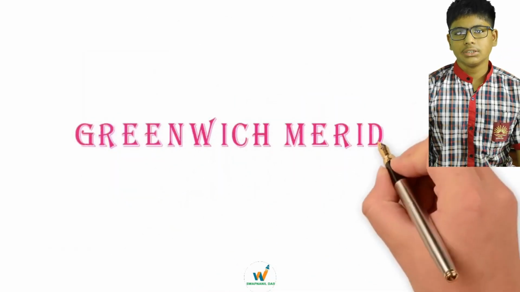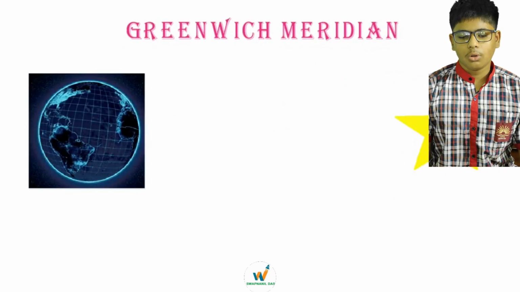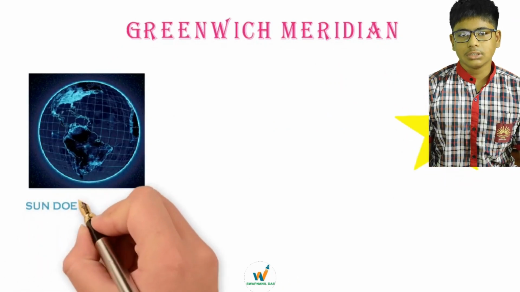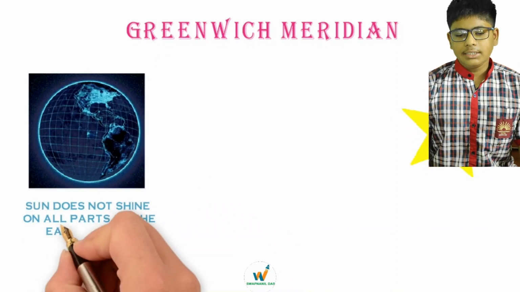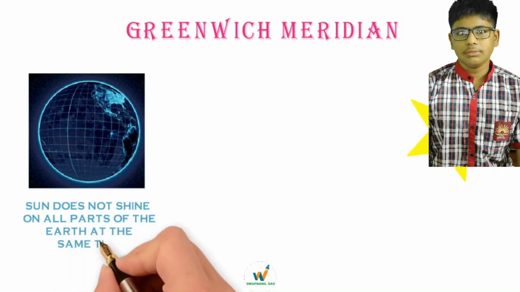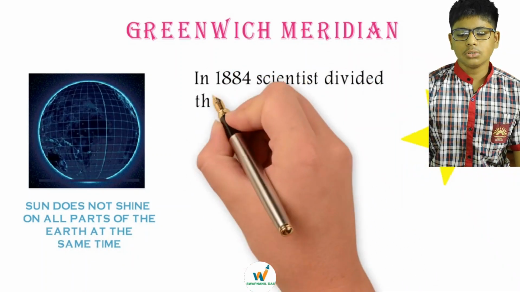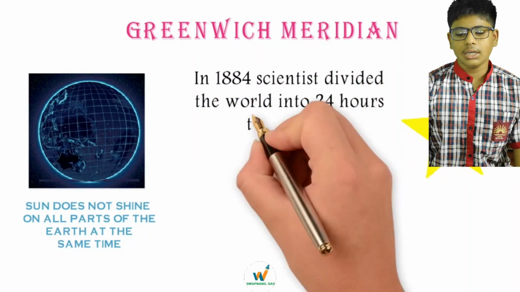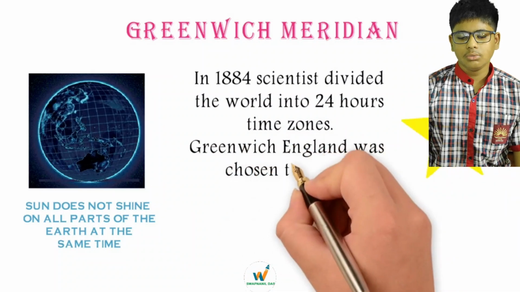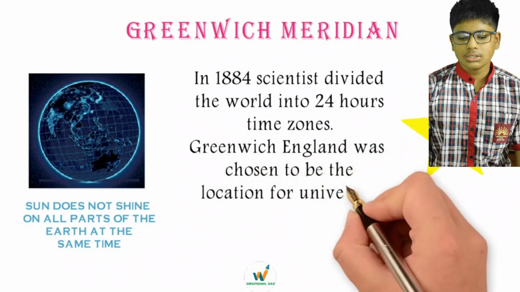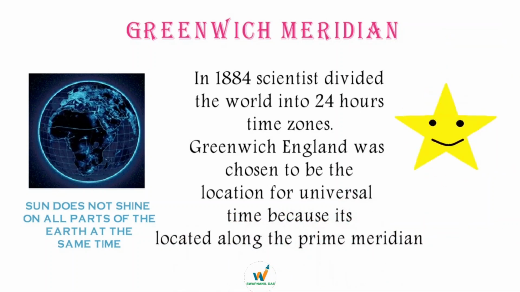Greenwich meridian. The sun does not shine on all parts of the Earth at the same time. In 1884, scientists divided the world into 24 hourly time zones. Greenwich, England was chosen to be the location for universal time because it is located along the prime meridian.